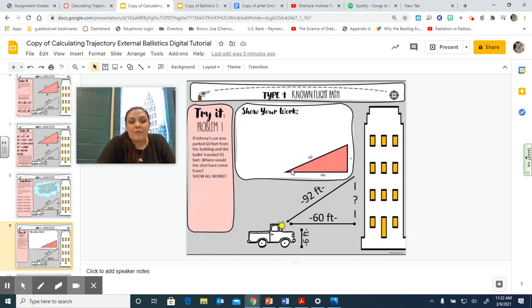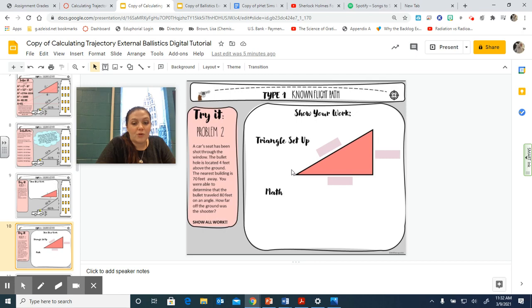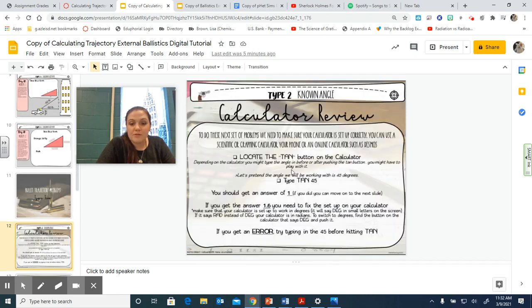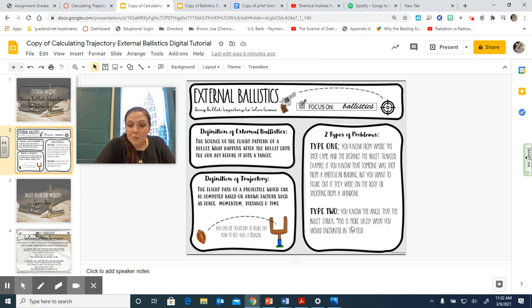Okay, now you're gonna do the same thing. So do the exact same math problems. You can go back and look at it for those two problems. Now type 2, you have different calculator review, so different buttons. Remember, this is not when I don't know height. The second type of problem is when I know the angle. So I know the angle the bullet hit.